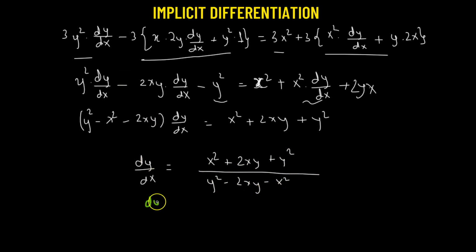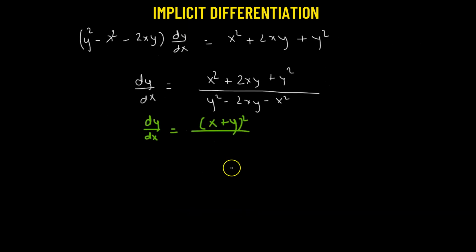or we can say the derivative of y with respect to x will simply be equal to, so in the numerator we have x plus y whole squared divided by y squared minus 2xy minus x squared. Right, so this is the required derivative.